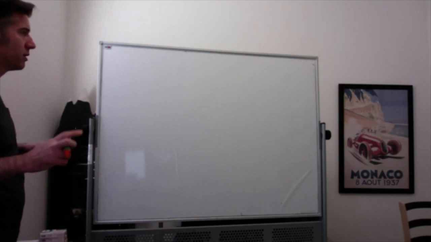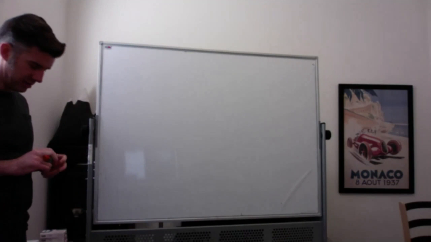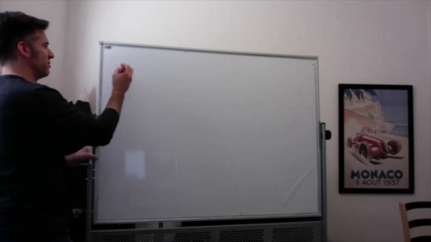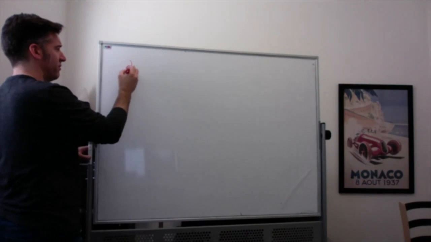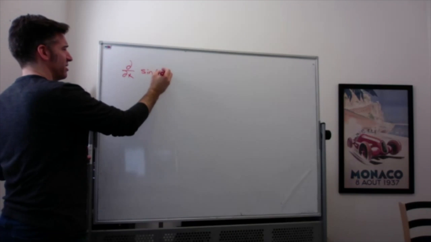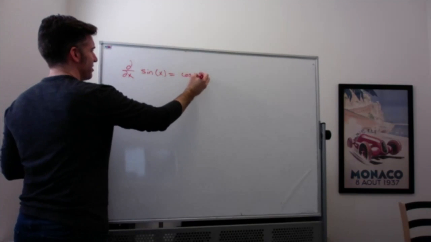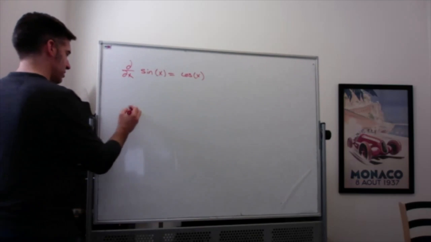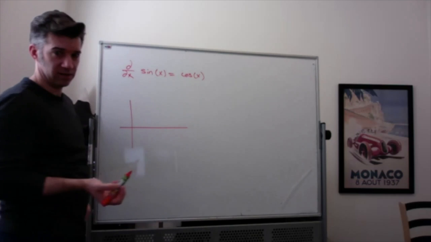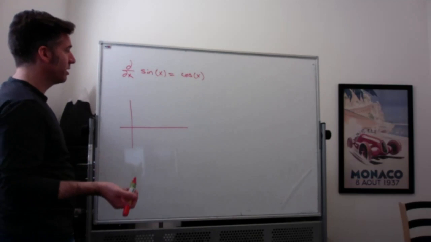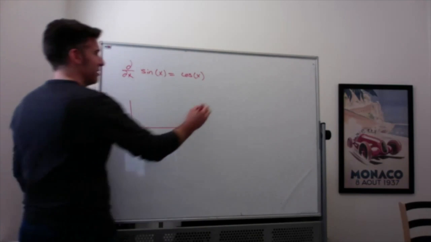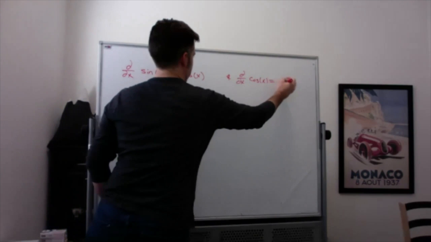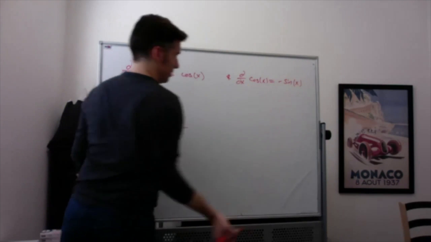I don't remember exactly because I teach this material to different people, but I think last class we talked about how the derivative of sine of x is equal to cosine of x, and we did that graphically. Does that sound familiar? Okay, good. We also said that the derivative of cosine of x is equal to negative sine of x in the same sort of way.